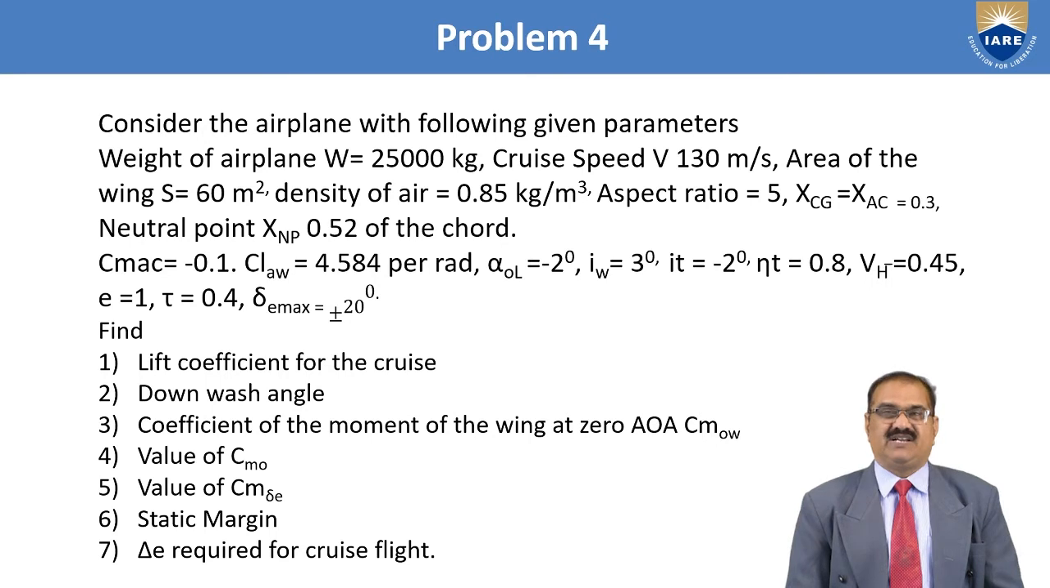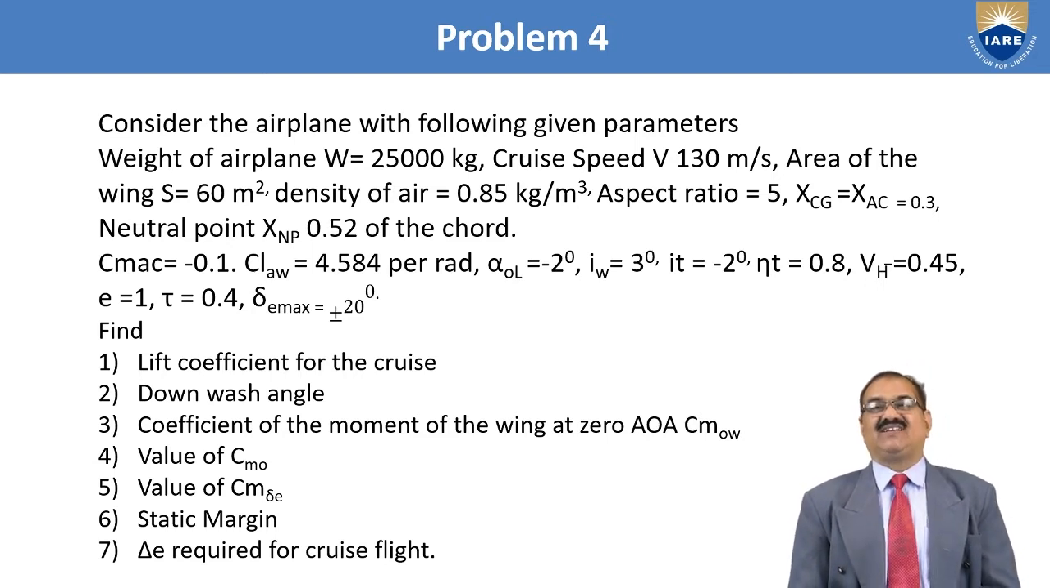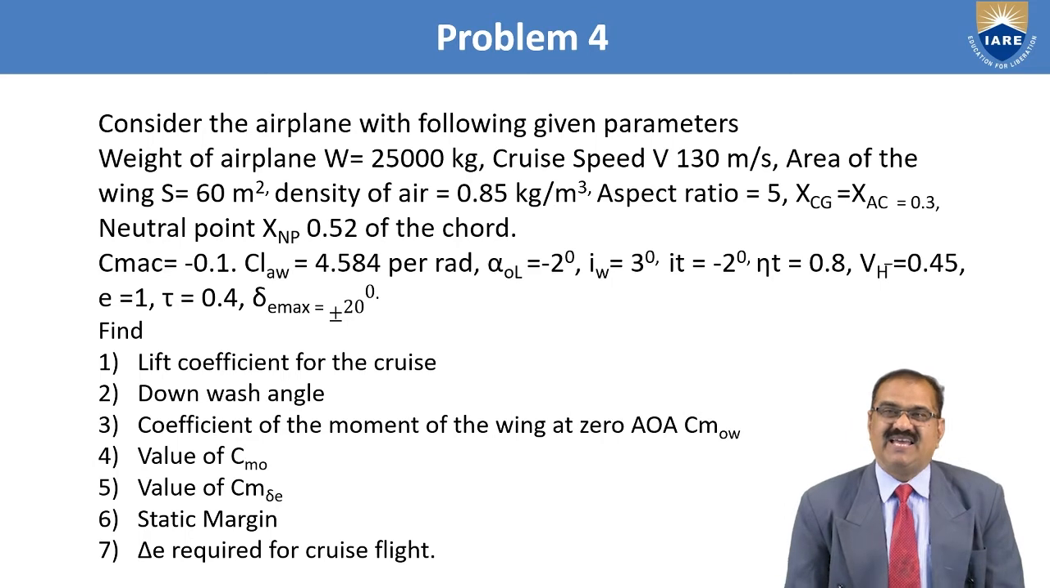Weight of the airplane, W, is 25,000 kg. Cruise speed, V, is 130 meter per second. Area of the wing, S, is equal to 60 meter square. Density of the air is 0.85 kg per meter cube. Aspect ratio is 5. The CG location and the AC location are at the same point, at 0.3 of the chord. Neutral point is given, XNP, 0.52 of the chord.